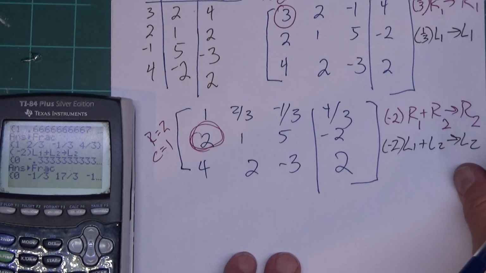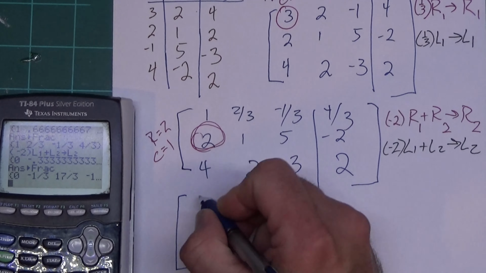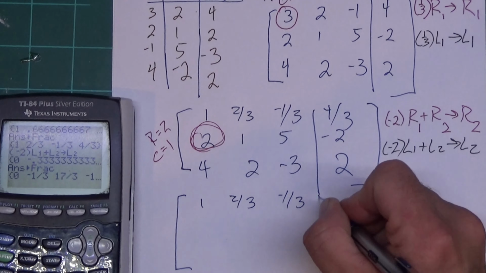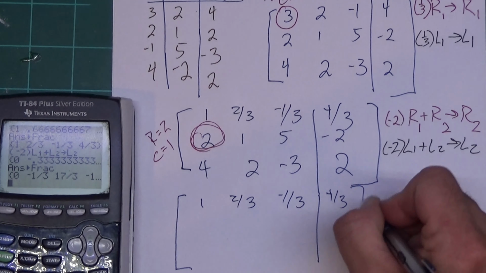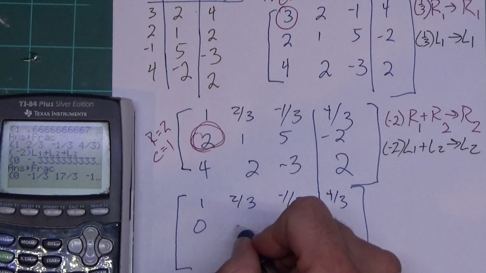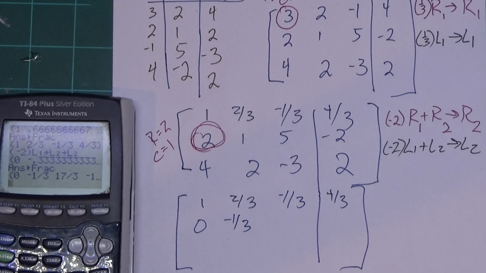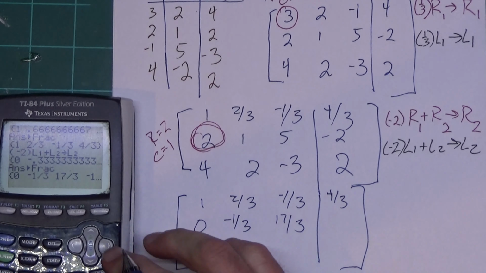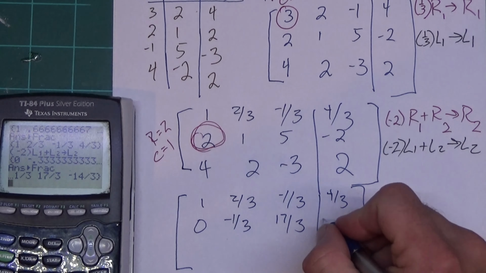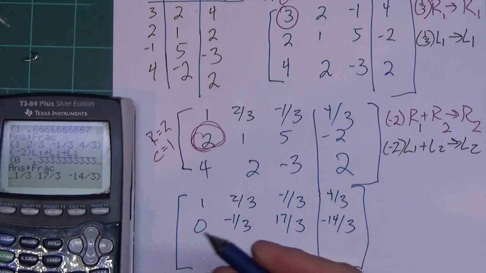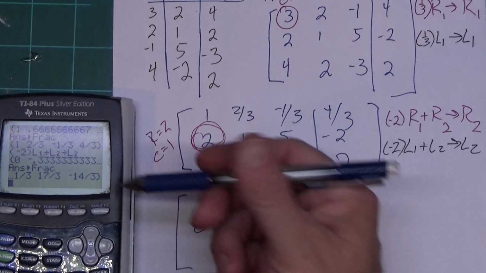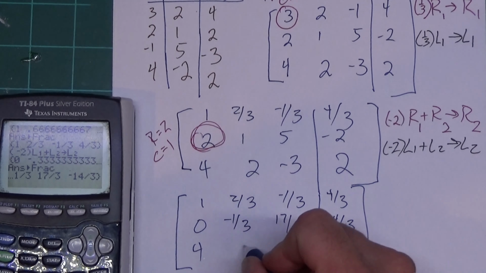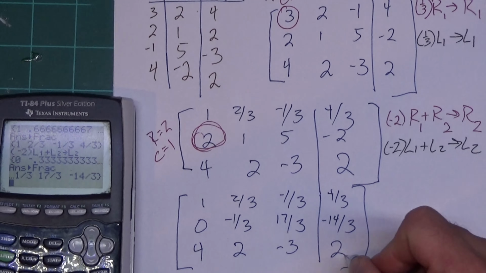Okay, so I'm going to copy that down to my paper here. So I am going to get 1, 2/3, negative 1/3, 4/3. Now this is 0, negative 1/3, 17/3. Now if I press the arrow button over, it'll give me the negative 14/3. The newer 84 has a screen resolution good enough that you don't have to press the arrow over. Okay? And then the bottom row is still 4, 2, negative 3, 2.